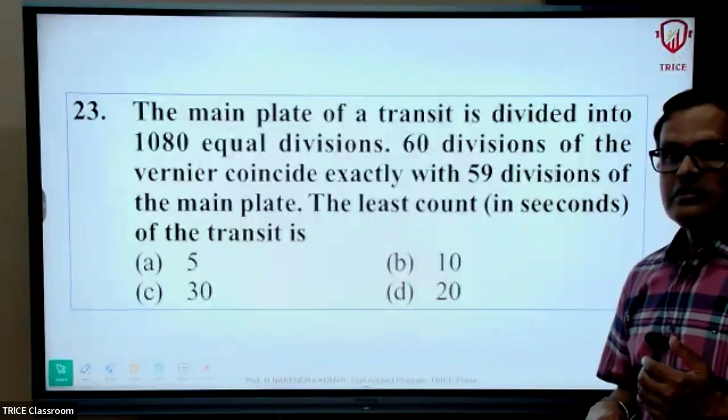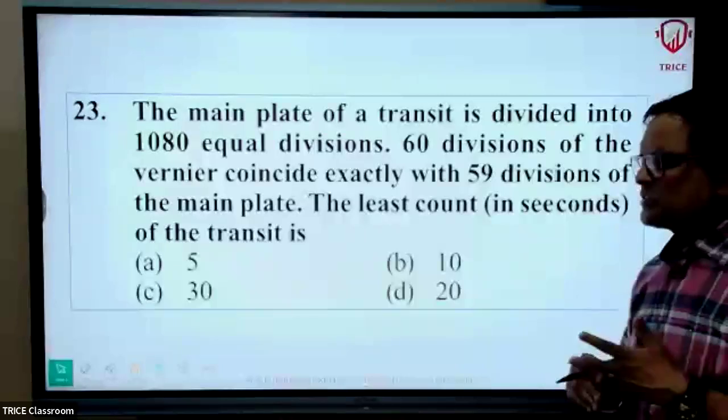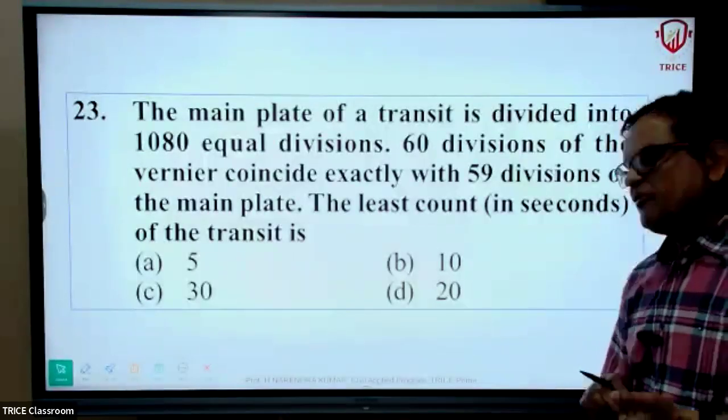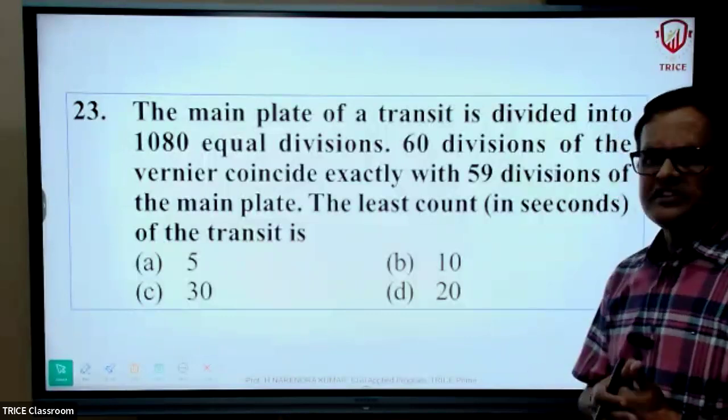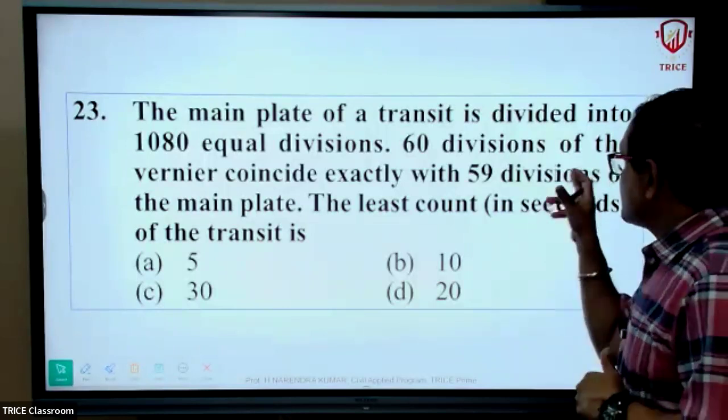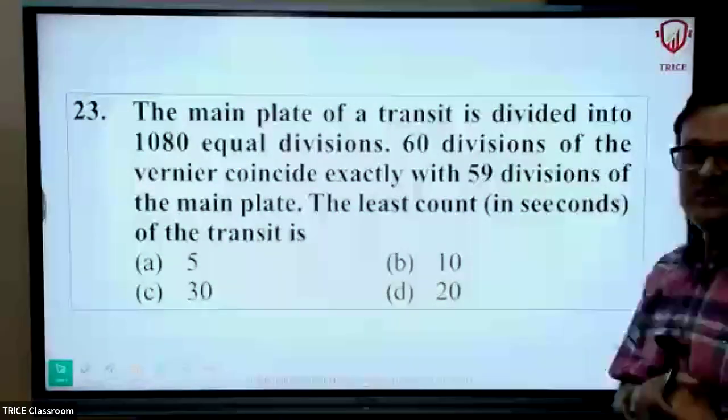Explain. I got the answer in my 33 years of service: 20 seconds. Everyone knows it is actually a 20-second theodolite. But how to get that 20 seconds? The answer is there in this question, my dear students.